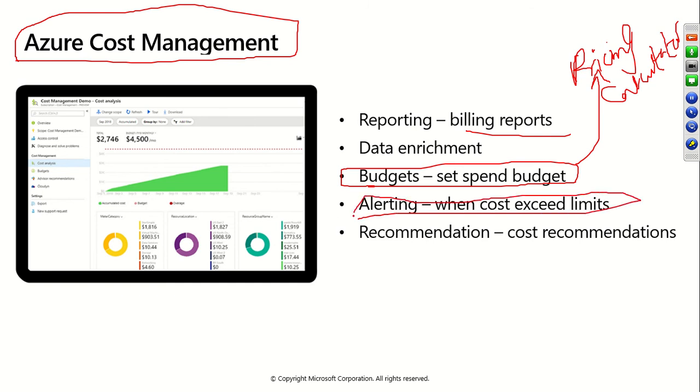Anytime you are exceeding or about to exceed your budget, an alert will come by email to tell you that you are already near the limits for your budget, or you are about to go beyond your budget. You can also get recommendations. You want to know whether you are underutilizing some resources. Microsoft can give you advice through recommendations, which is part of what you get from Azure Cost Management.